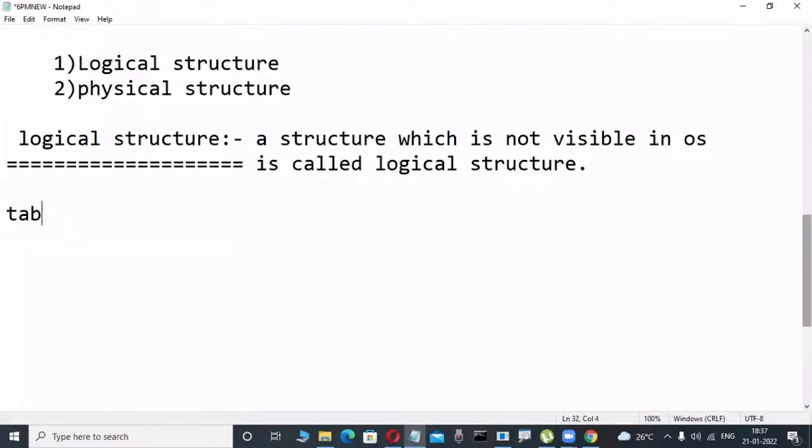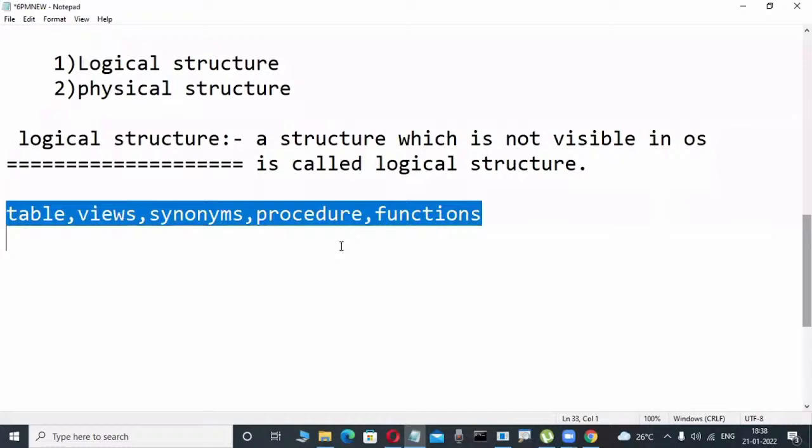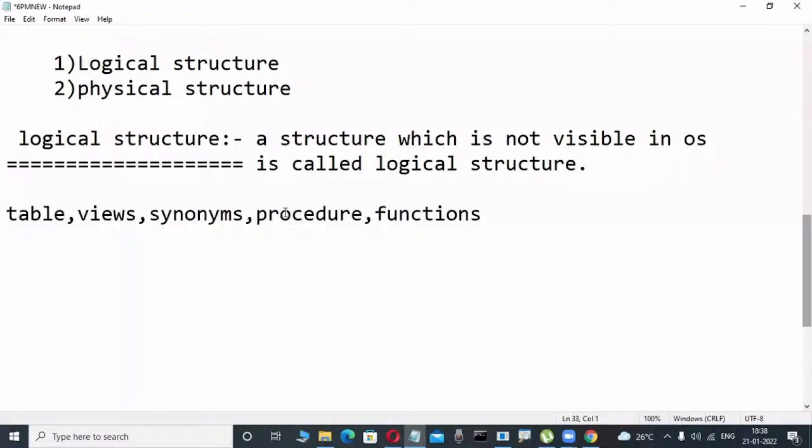That logical structure contains tables in Oracle, SQL Server and MySQL also. Views are there, synonyms are there, indexes are there. These are all database objects. Procedures, functions, triggers, packages, so many things are there. These are all logical structure, which is not visible in the operating system. Whatever objects we are learning in the course are not present in the operating system.